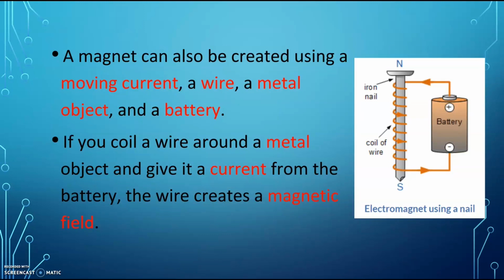Okay, a magnet can also be created using a moving current, a wire, a metal object, and a battery. So kind of going back to when we were first doing circuit diagrams and circuits, we have our battery here, and then this is our wire here going through this nail, which is acting as our metal object. So if you coil a wire around a metal object and give it current from the battery, the battery will give that current, and the wire is going to create a magnetic field. So again, if we were in class together, we could show some cool stuff that would pop up here, but really you just need to know that you need these different objects and you can create a magnet.